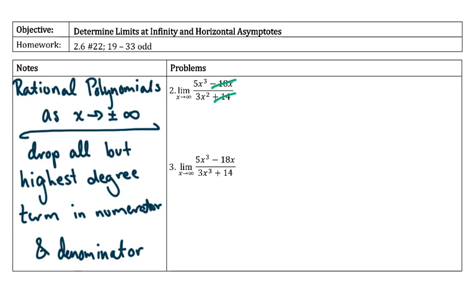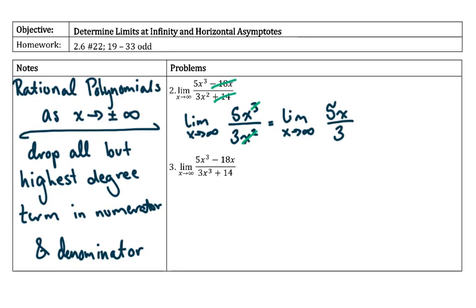What this is saying is that the end behavior of the original polynomial is the same as the end behavior of the simplified one, which is the only part we care about when x approaches infinity. Then we can treat this like a much simpler problem. We can simplify the x terms away. We end up with the limit as x approaches infinity of 5x over 3, which means it doesn't have a horizontal asymptote. This is just infinity, which is the same as DNE. I'm fine with you writing it either way.